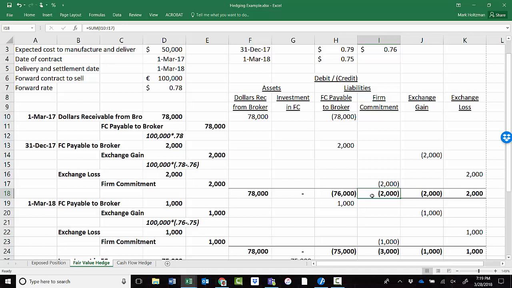I'm not in the job of speculating in euros. It's just not what my company is all about. I don't want any foreign currency gains or losses. I don't want to have to worry about the value of euros. I just want my $78,000 when I sell the goods. So therefore, the $2,000 gain, because this is a fair value hedge, gets offset by this $2,000 loss on the income statement, and the net effect on net income of booking the gain and the loss is going to be zero. Now, how is this disclosed in the financial statements?